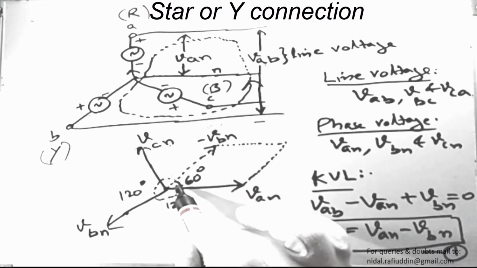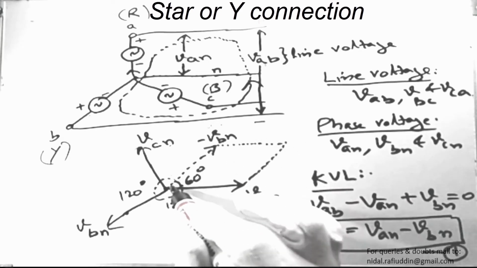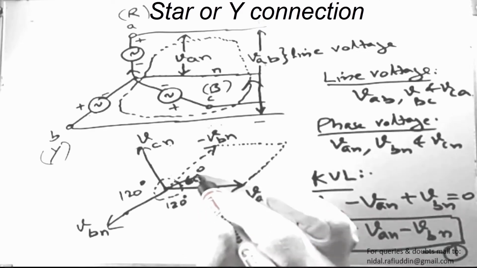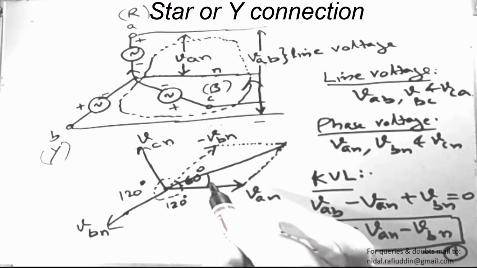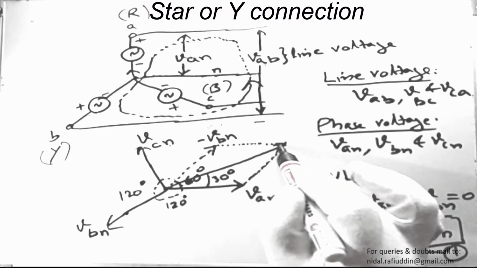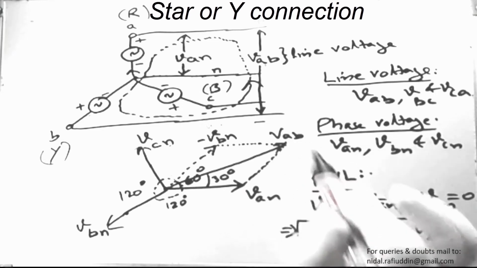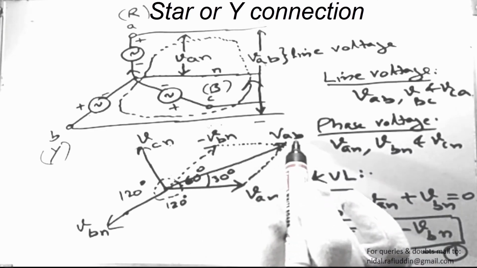So one thing is for sure, since the magnitudes of VBN and VAN are equal, the resultant will be exactly in the center of these two phasors, and thus will make an angle of 30 degrees. So this is VAB, which is equal to VAN minus VBN. Likewise, we can talk about other line voltages like VBC and VCA. I'll be writing these line voltages after I come up with the expression for VAB.